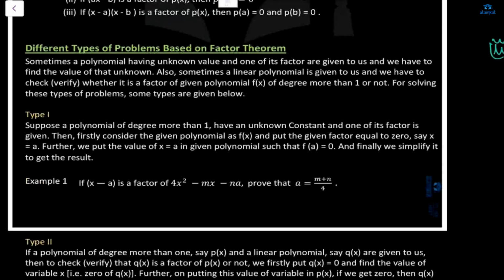Sometimes what you will get is that in a given polynomial, a missing term will be there. Okay, any unknown term will be there, and one of its factors will be given. So you need to find out that unknown term. I have already mentioned it clearly: a polynomial having an unknown value and one of its factors are given to us, and we have to just find the value of that unknown term. Okay, both types of questions we are going to see today.